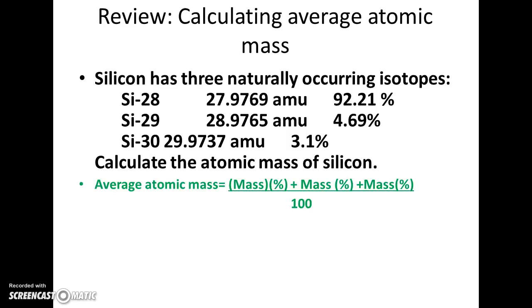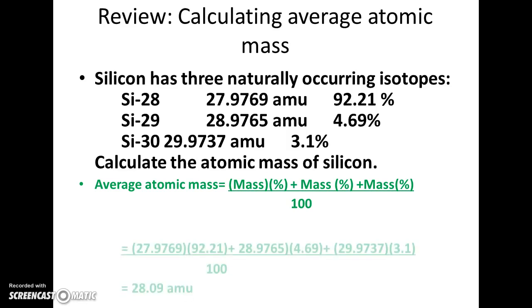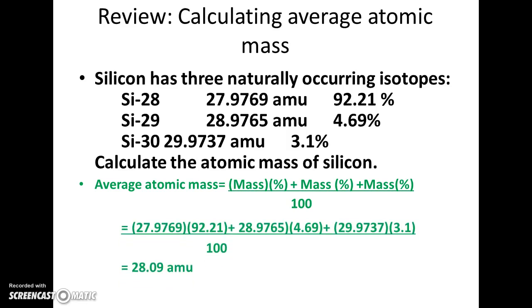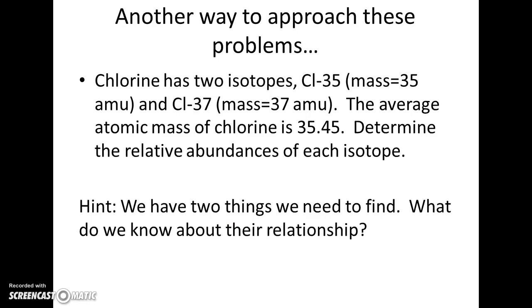First of all, when you calculate average atomic mass, you take the mass times the percent plus the mass times the percent plus the mass times the percent for as many isotopes as you have, and then divide that by 100. Alternately, you can just convert the percentages into decimal form and not divide by 100. Okay, so here would be the work for this problem. Okay, and you would get an average of 28.09 atomic mass units, which is the same as the periodic table.